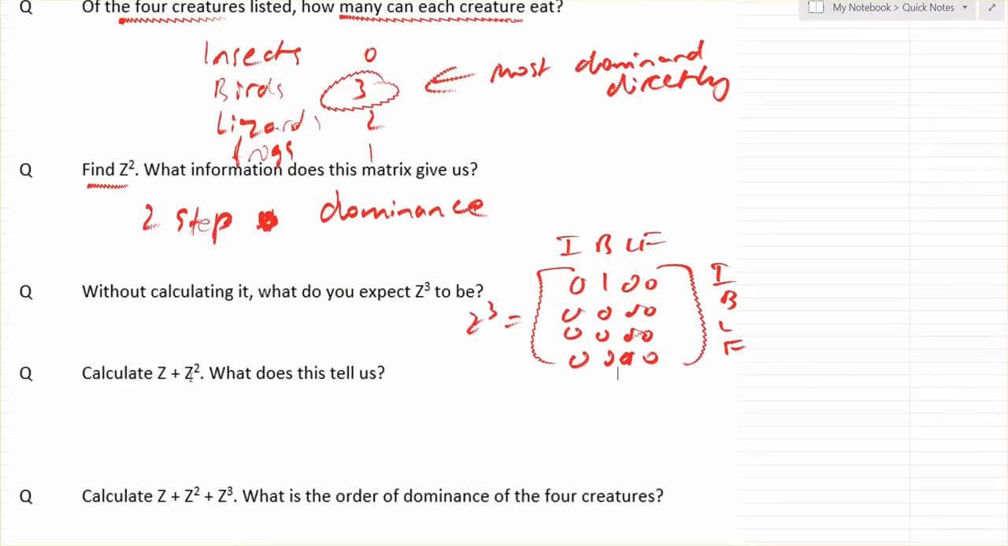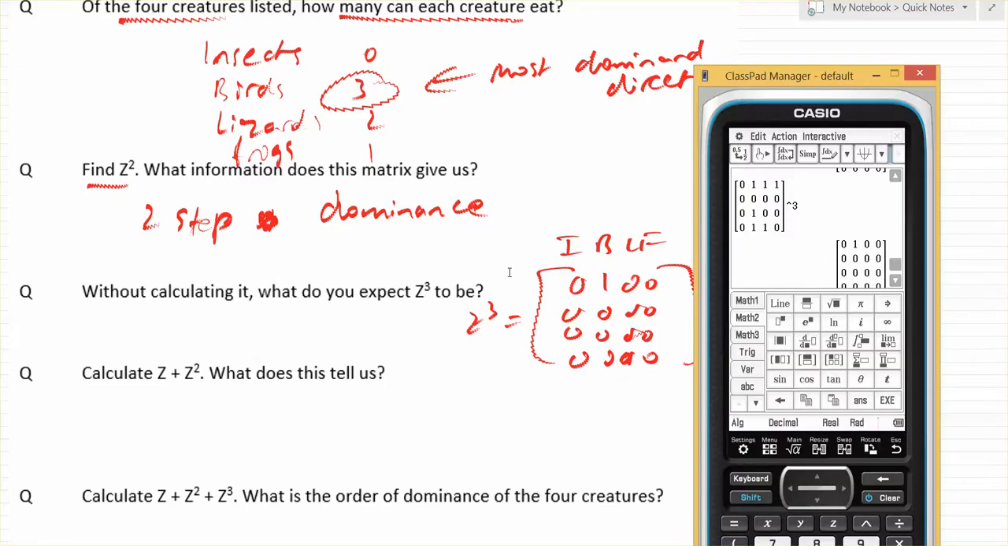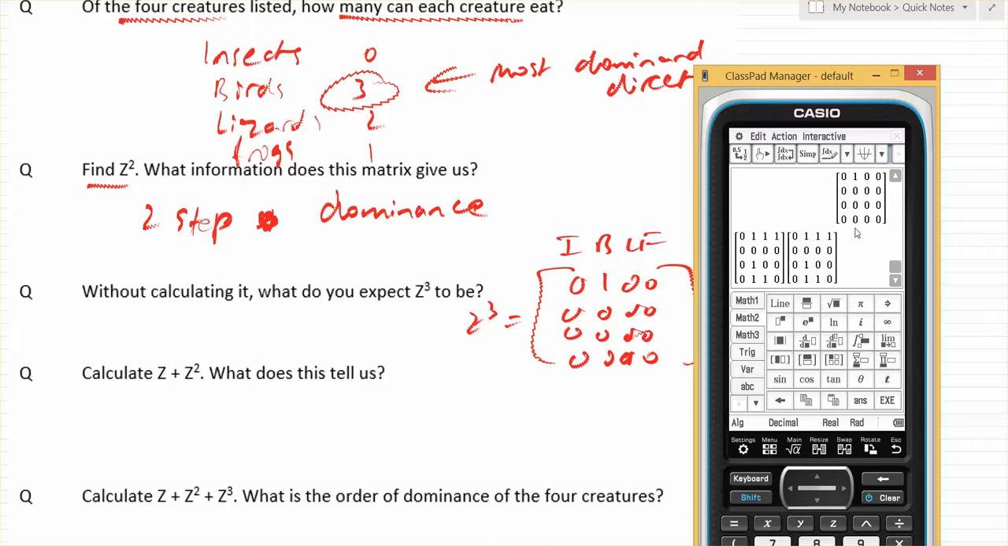Calculate Z plus Z squared. What does this tell us? I'm going to use a calculator. I've already entered the matrix in, so this is my matrix. I want to calculate Z plus Z squared, so I'm going to copy this twice. This is a shortcut you can use, but make sure you select the right thing to copy. Z plus Z squared. What does this tell us? It tells us the total dominance of each thing.